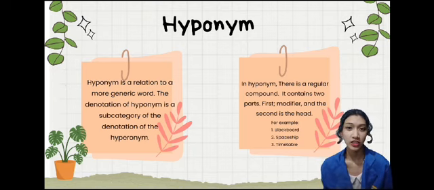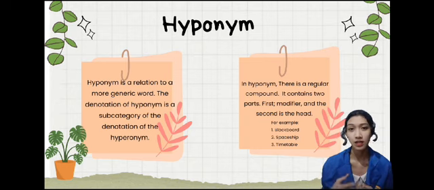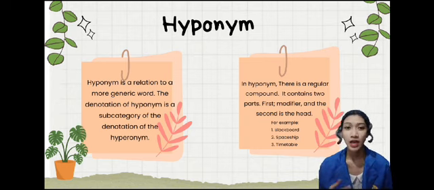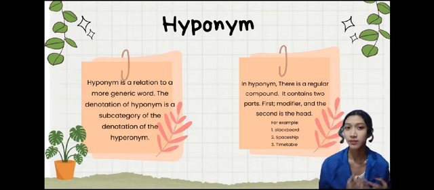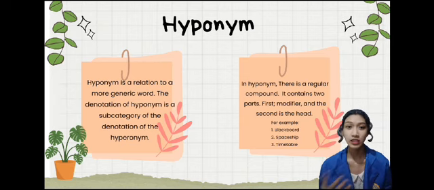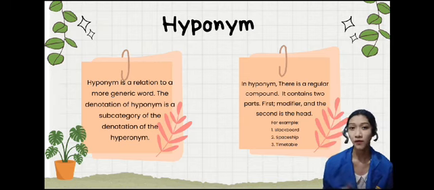Firstly, hyponym is in relation to a more generic word. The denotation of a hyponym is a subcategory of the denotation of the hyperonym. Hyperonym describes a broader term, while hyponym is a more specialized and specific word. For example, pigeon, crow, eagle, and seagull are hyponyms of bird. In turn, bird is a hyponym of animal.